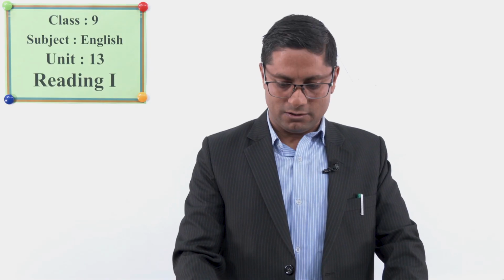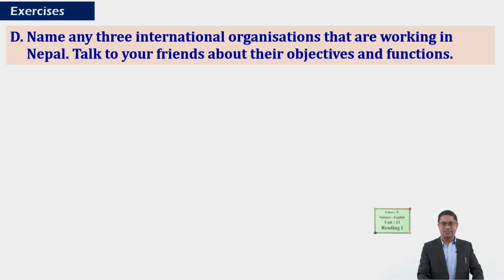Dear students, now we completed task C or exercise C. Now, the last task, it says name any 3 international organizations that are working in Nepal. Talk to your friends about their objectives and functions. So, see there, you need to find out 3 international organizations and they must be working in Nepal, and you need to talk to your friends about their objectives and functions.